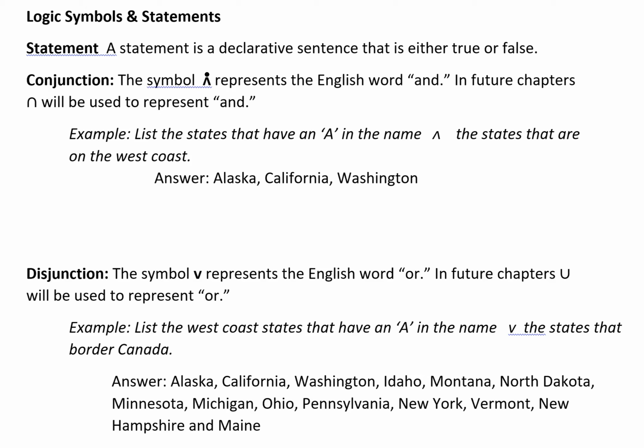List the states that have a capital A in the name and the states that are on the West Coast. There are 3 states that fit those 2 criteria. They must have an A in the name. And sorry, it doesn't have to be a capital A, just an A in the name. And they have to be on the West Coast. So that leaves Alaska, California, and Washington.